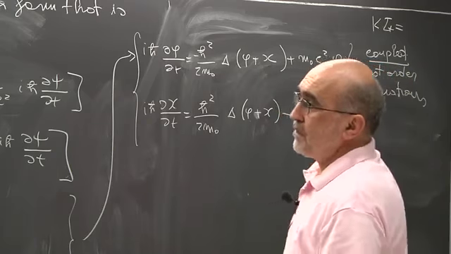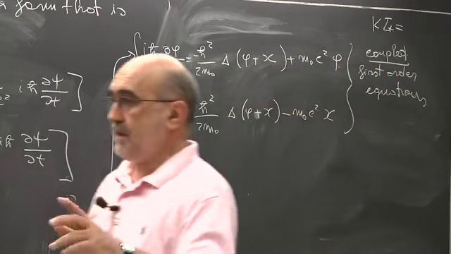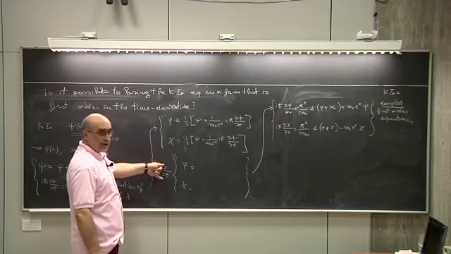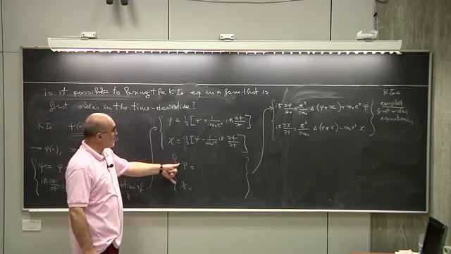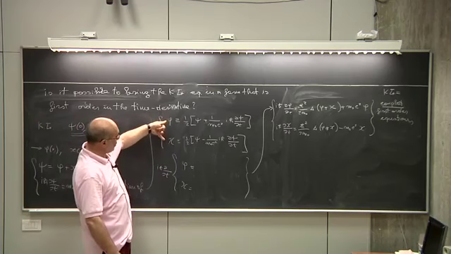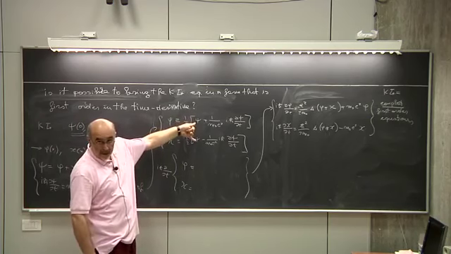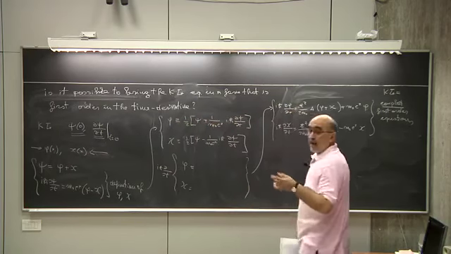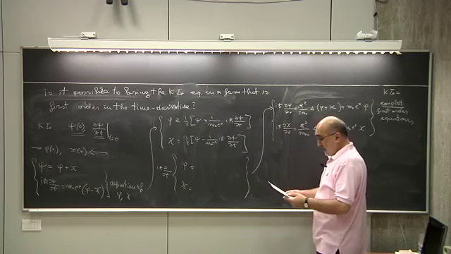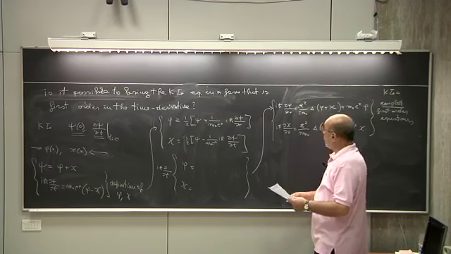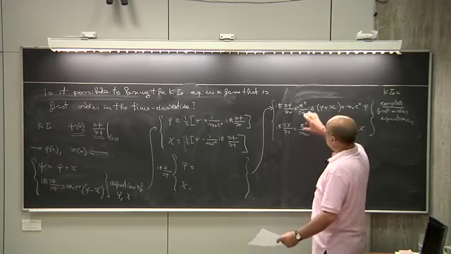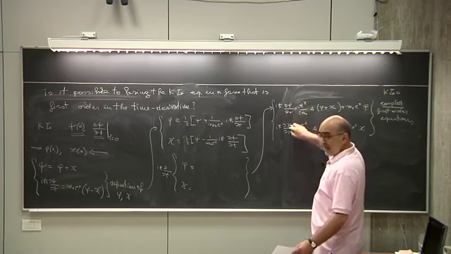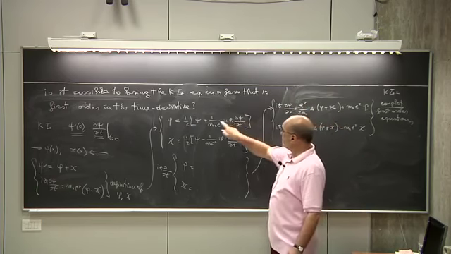Why? Because if I go back, which ingredient did I use? This is the definition, or this is the definition. I took the derivative with respect to time, then the derivative with respect to time of these two goes into here. Here I use the Klein-Gordon, and I get these things. So the only ingredient I used is basically the Klein-Gordon. Now, you don't believe that this is equivalent to the Klein-Gordon? The only ingredients I have used are the definition of phi and chi, and the Klein-Gordon equation.